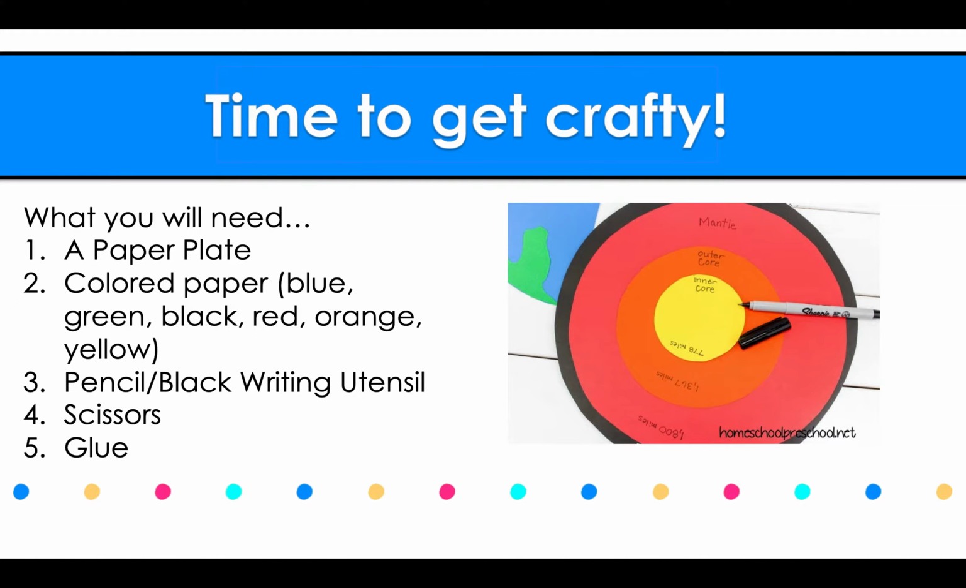So here are the materials that you're going to need. A paper plate, colored paper, blue, green, black, red, orange, and yellow. You're going to need a pencil or some kind of black writing utensil, maybe a black colored pencil, maybe a pen or a marker or something like that, and scissors and glue. This is kind of what our craft is going to look like here. So this is going to be our different layers, and then we're also going to make the outside of the Earth, the crust, which is the part that you're more familiar with.